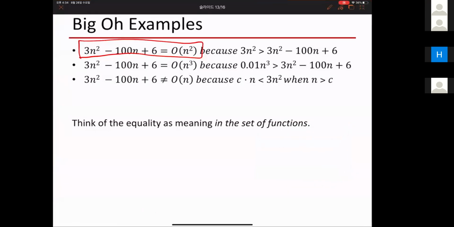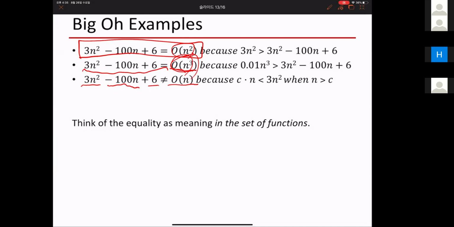Okay, coming in here, that is big O of n squared. How about this one, n cubed? It's obvious, which is much bigger, right? Therefore, big O of n cubed is an upper bound of 3n squared minus 100n plus 6. And 3n squared minus 100n plus 6 is not big O of n.